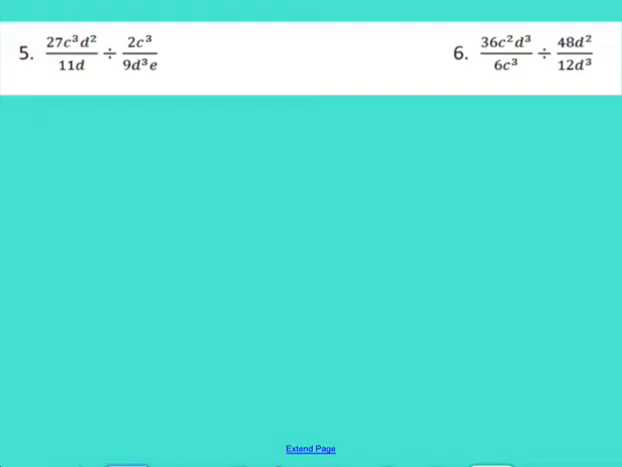All right, let's take a look at number 5. So we need to simplify some of these out. Now I can't simplify out any of the fractions right now, or kind of a little bit. I can take this d squared and divide it by d. And when I do that, I get d to the 1st. So I get 27c cubed d to the 1st power divided by 11.